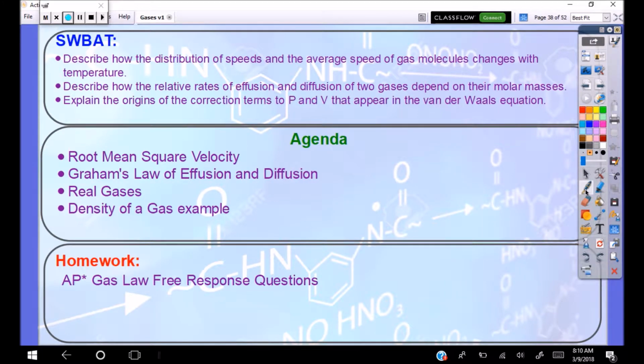Hello class, today we're going to describe how the distribution of speeds and average speed of gas molecules changes with temperature. We're going to describe how the relative rates of effusion and diffusion of two gases depend on molar masses, and we're going to explain the origins of the corrections to pressure and volume that occur with the van der Waals equation. This aligns well with the AP gas law free response questions, and this is the last playlist video for the unit.